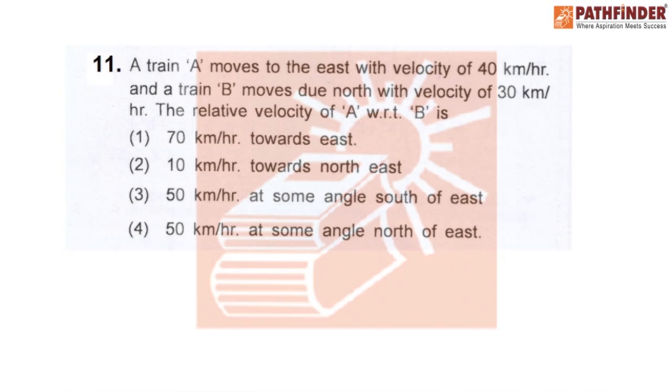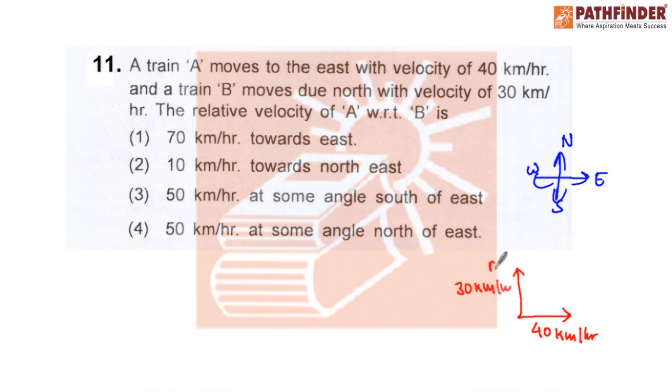A train A moves to the east with a velocity of 40 km per hour. So if I draw something like this, then we say that train A moves to the east with a velocity of 40 km per hour and train B moves due north with a speed of 30 km per hour. This is B and this is A.